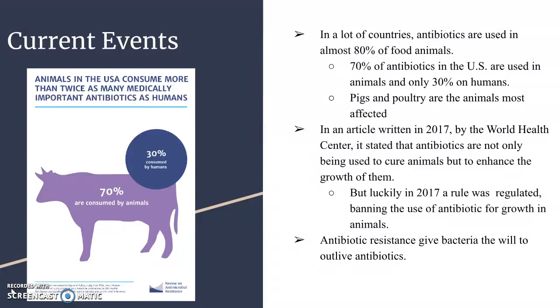In an article in 2017 by the World Health Center, it states that antibiotics are not only being used to try and cure animals from diseases, but they're also being used on healthy ones. For example, it is used to make animals grow faster in a short period of time. It makes them fatter, benefiting slaughter livestock companies like Tyson and Cargill.